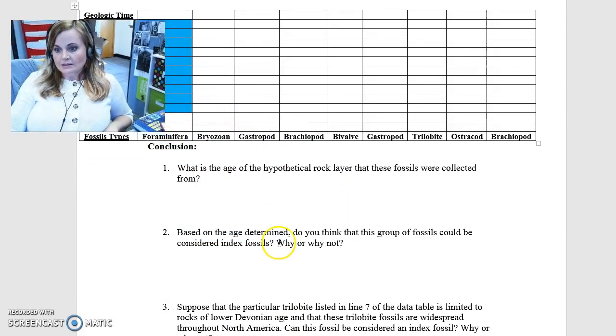Question number 2 says, based on the age determined, do you think that the entire group of fossils could be considered index fossils? Why or why not? Remember, index fossils need to be found in a wide area, which we really don't know here because we're looking at one specific place. But they also need to be found during a very short period of time, like 1, 2, maybe 3 geologic periods. Right away, we can see foraminifera does not qualify as an index fossil, okay?